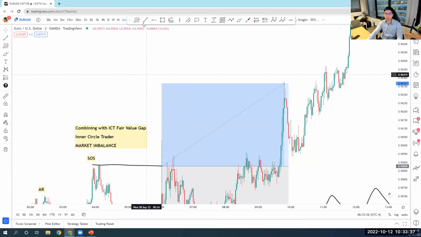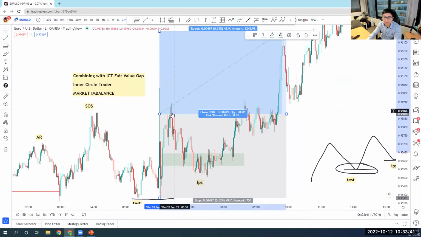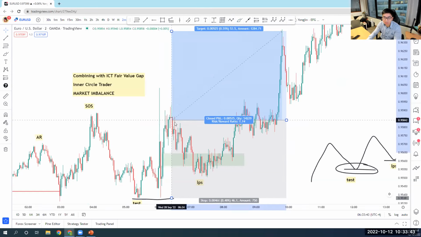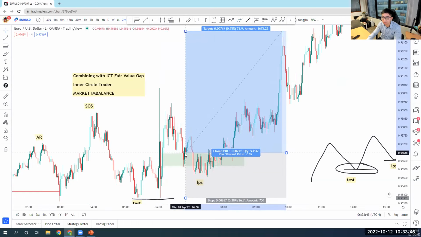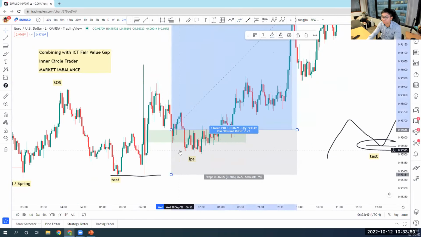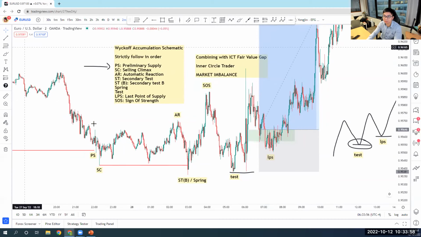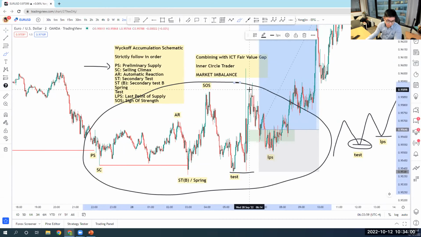So this is what I call refining my entry. This was a 0.98. I pull it down to the market imbalance where price goes in and taps into the market imbalance, and it increases to a 2.72 risk to reward. And I already know this entire area, based on the schematic, is an accumulation schematic.